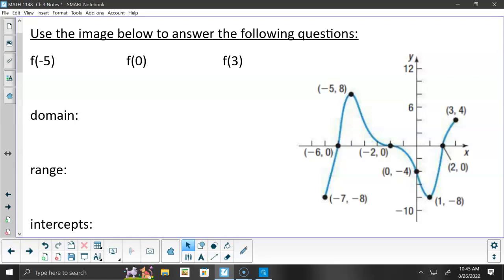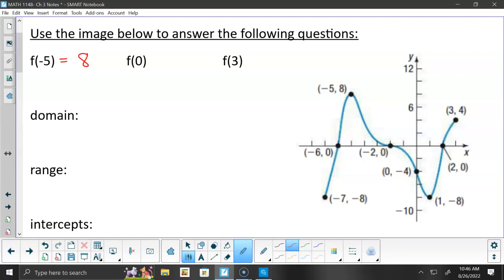All right. So, the first three are pretty straightforward. It says f of negative 5. So what do I need to do? Okay. Yep. Go to negative 5 on my x, go up, find the y. So f of negative 5 equals 8. No work involved.